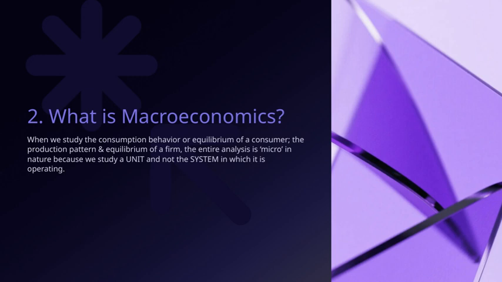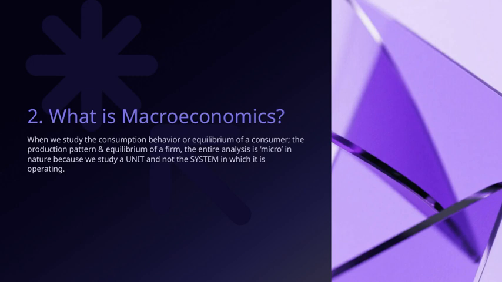While microeconomics zooms in on individual units, macroeconomics looks at the entire economy as a whole. It's about big-picture concepts like national income, inflation, unemployment, and economic growth. So essentially, macroeconomics studies aggregate indicators and the overall functioning of the economy, rather than focusing on the decision-making of individual consumers or firms. It helps policymakers understand the broader trends and craft strategies to promote stability and growth.